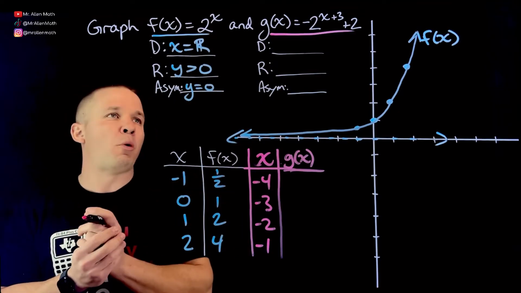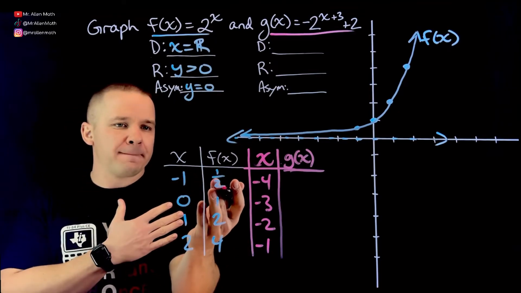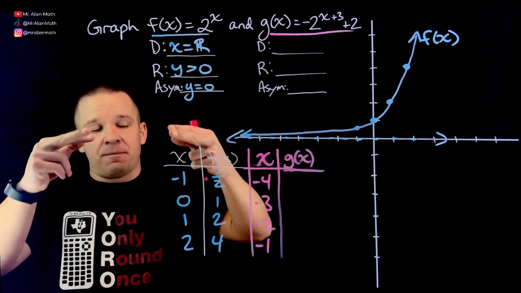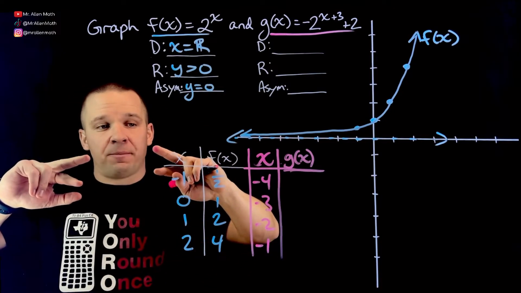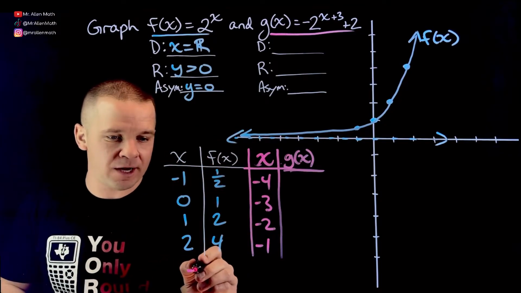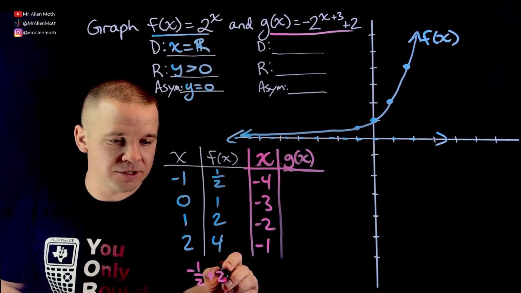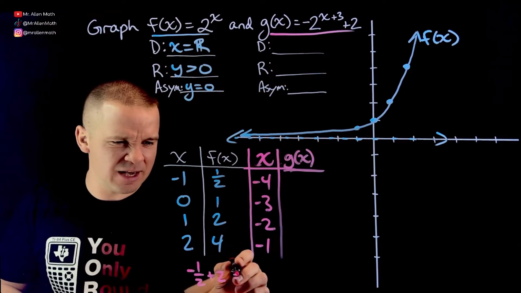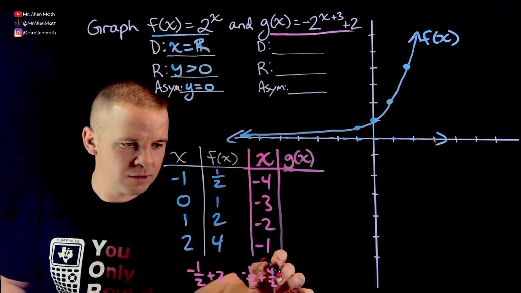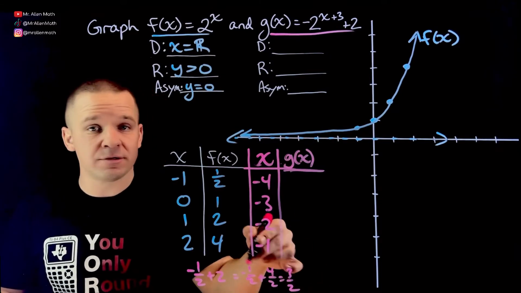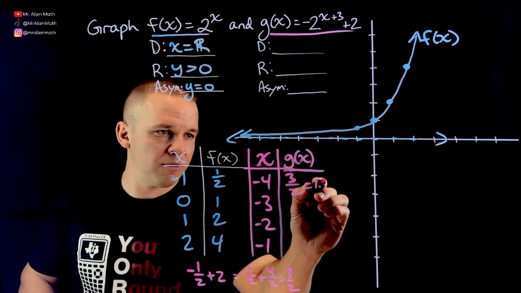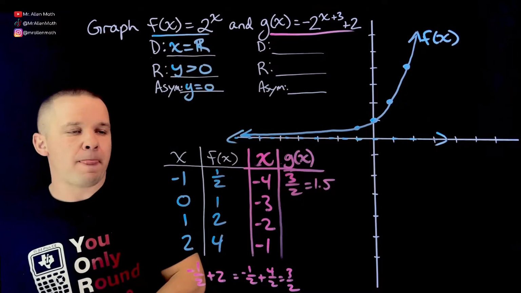What are my transform points going to look like here? So I've got the 1/2 was my original output. It's going to get multiplied by a negative, right? Flipping it to negative 1/2. And then I'm going to add 2. So what's negative 1/2 plus 2? This is the same as negative 1/2 plus 4 over 2, so that's 3 over 2, which is 1.5. Okay, cool. That's 1 point done.